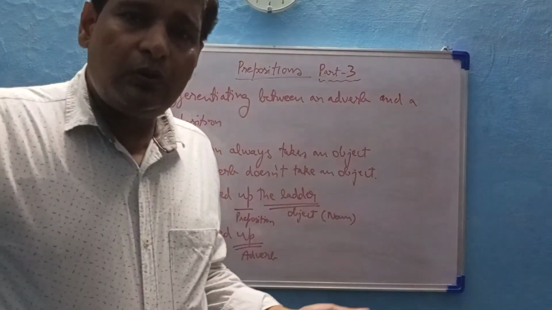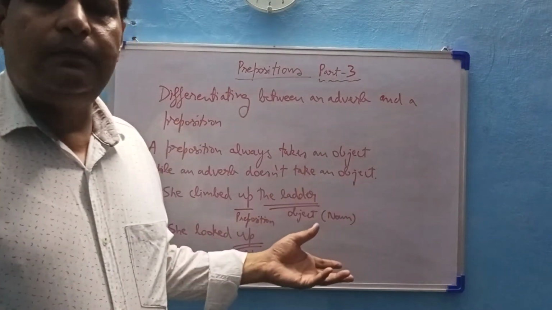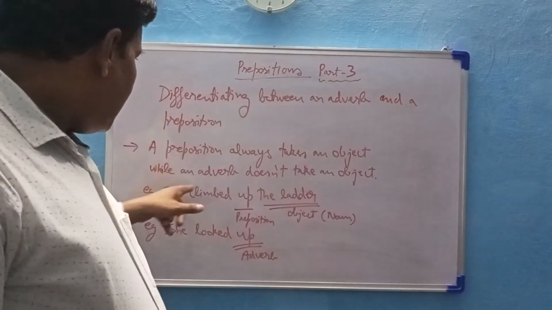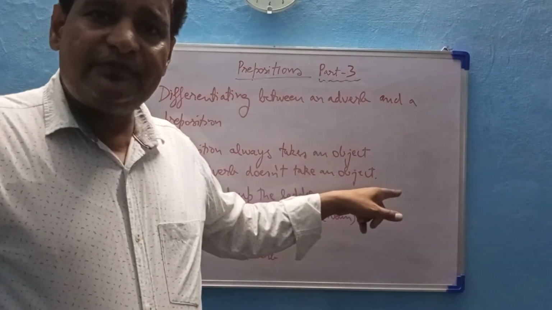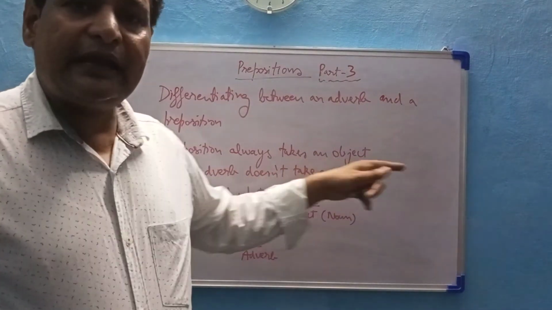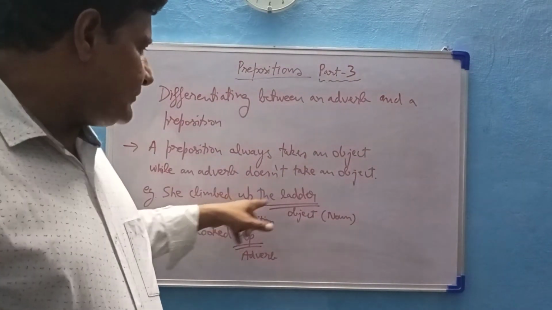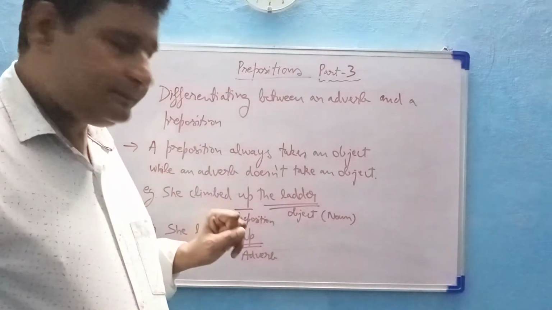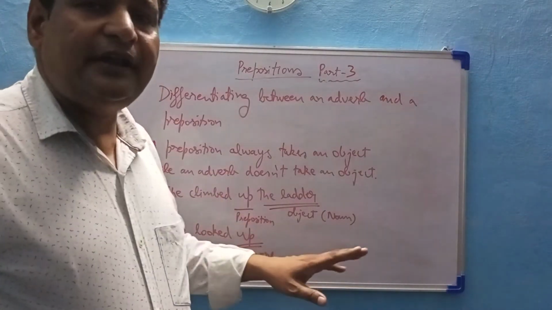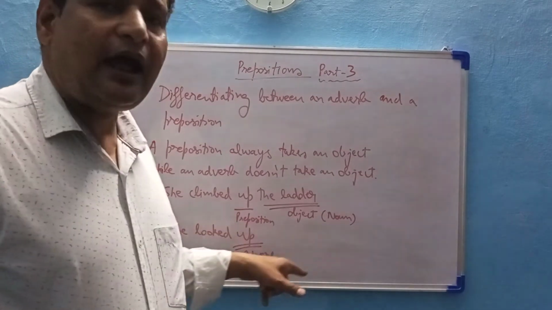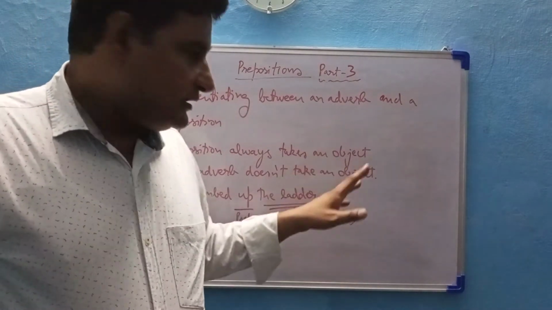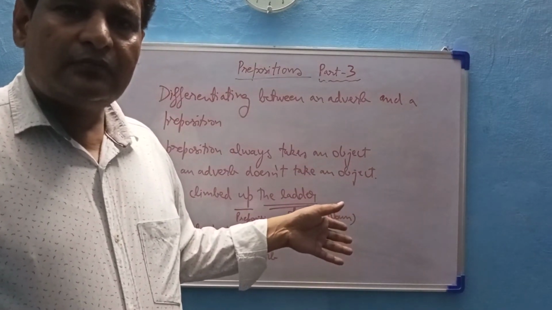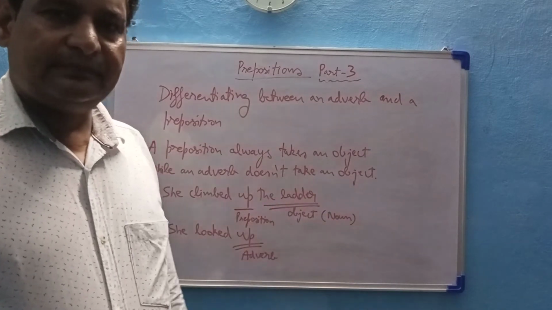So is it clear to you how to differentiate between an adverb and a preposition? A preposition will always take an object and an adverb will never take an object. This is the example. She climbed up the ladder. Here ladder is the object. That's why up is the preposition. She looked up. Here we find no object. So up is an adverb. Is it understood? Alright, we will see some more examples.